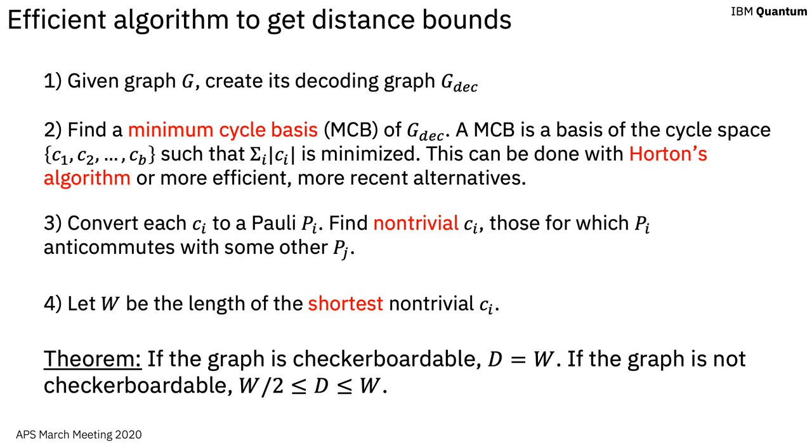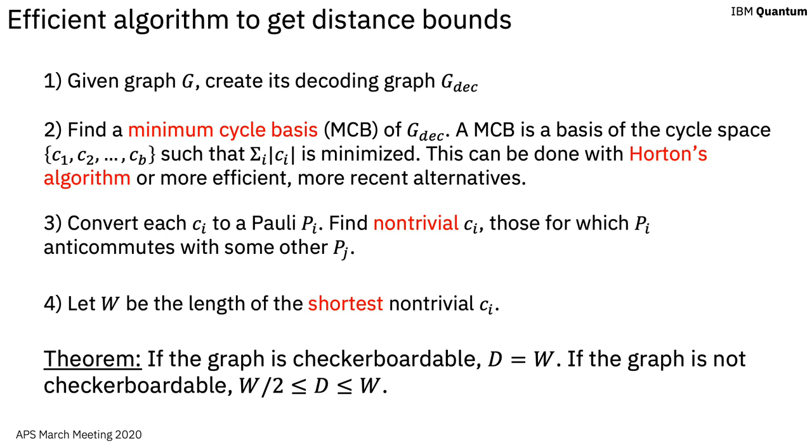Okay, so here's an efficient algorithm to get some bounds on the distance, or in some cases it actually gives you the exact distance. So given a graph G, create its decoding graph, and then find a minimum cycle basis of the decoding graph. A minimum cycle basis is a set of cycles that forms a basis for the entire cycle space, such that the total length of the cycles is minimized. And this can be done with Horton's algorithm. He was the first to come up with an efficient polynomial time algorithm. But there are also more efficient alternatives out there.